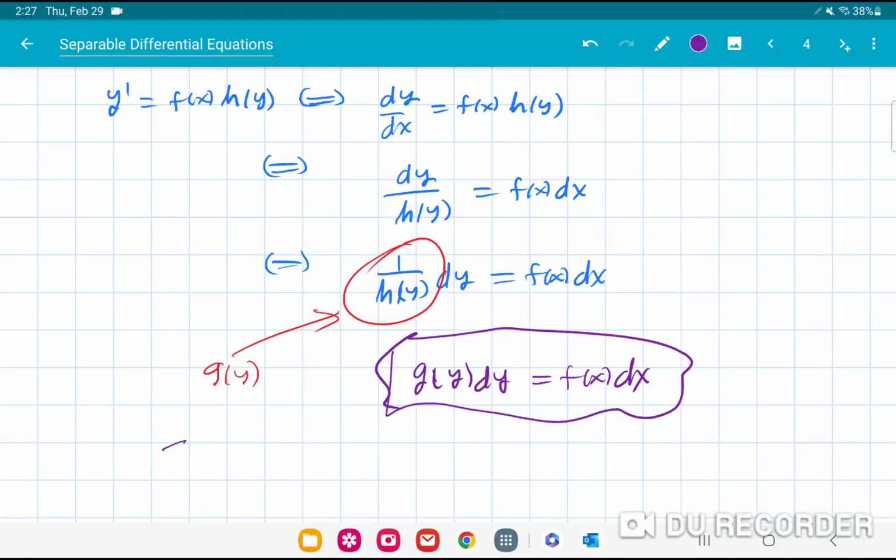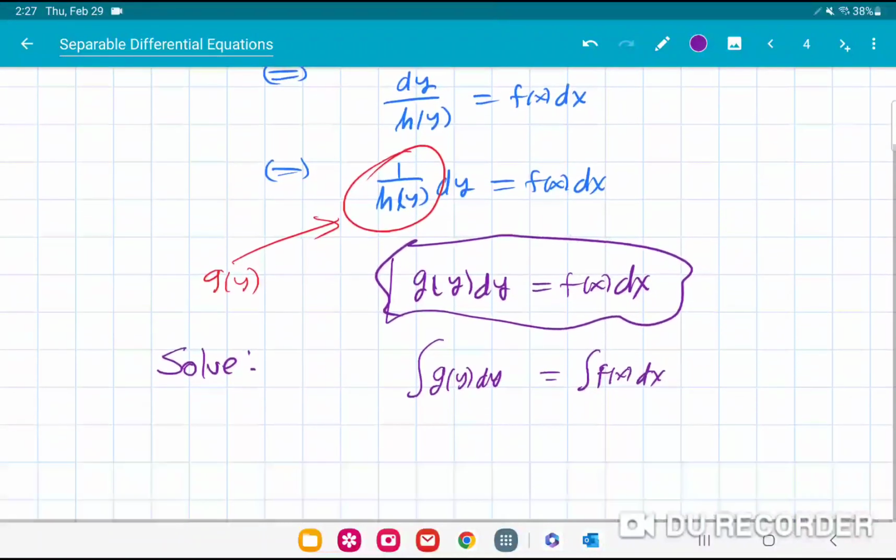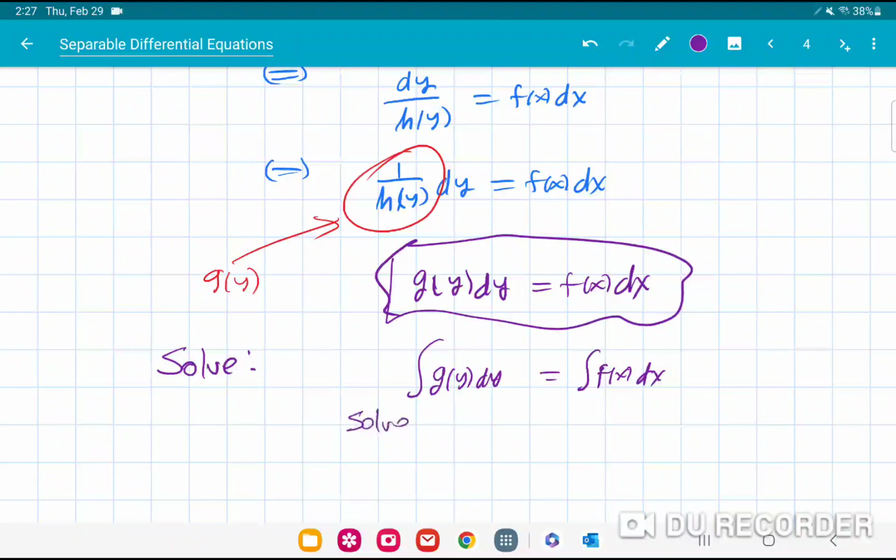Now to solve, integrate. After we integrate, then we usually solve for y. Most of the time it's solvable. Occasionally it's not. So we solve for y and write it as y equals some expression of x.